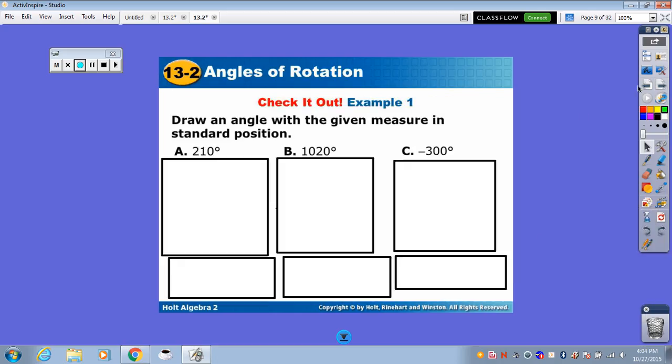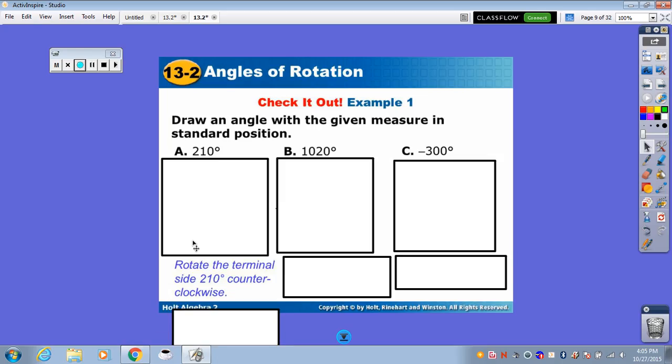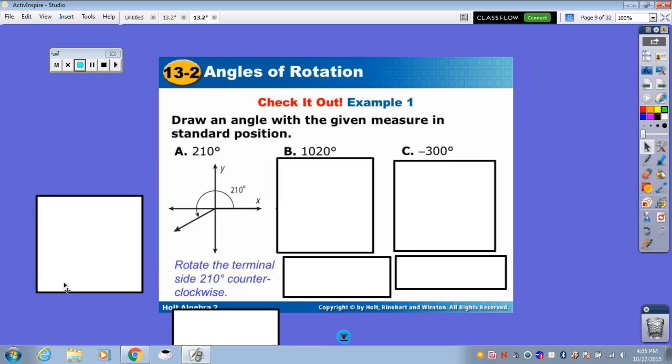This is your opportunity to try to draw these angles in standard position. Pause the video and resume when you're ready to check your work. Okay, for 210 degrees, a positive angle will rotate counterclockwise, and this will take us over halfway and into the third quadrant.